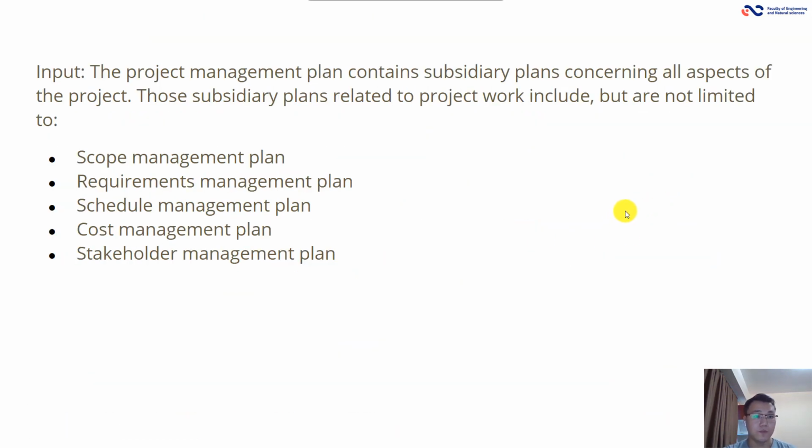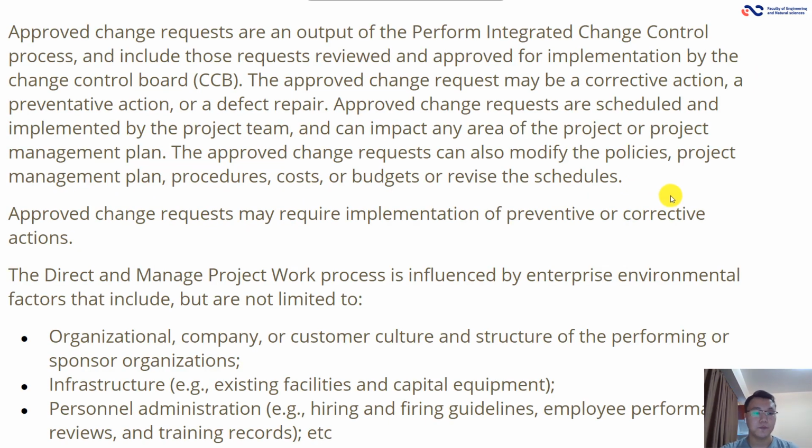and in input, the project management plan contains subsidiary plans concerning all aspects of the project. Those subsidiary plans related to project work include, but are not limited to, scope management plan, requirements management plan, schedule management plan, cost management plan, and stakeholder management plan.